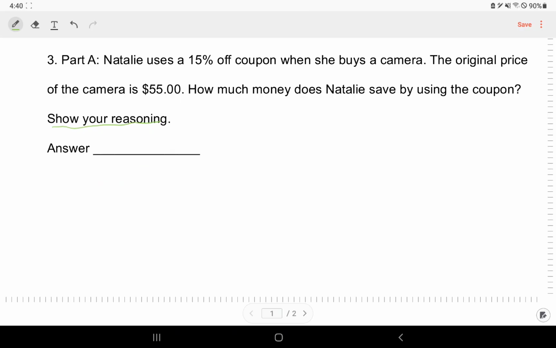All right, so the original price of the camera is $55. So how much does she save? Well, several different ways of doing this. Personally, I'm a fan of just multiplication, but that doesn't mean that's what you have to do. See, me, I'm a fan of just doing 55 times 0.15.